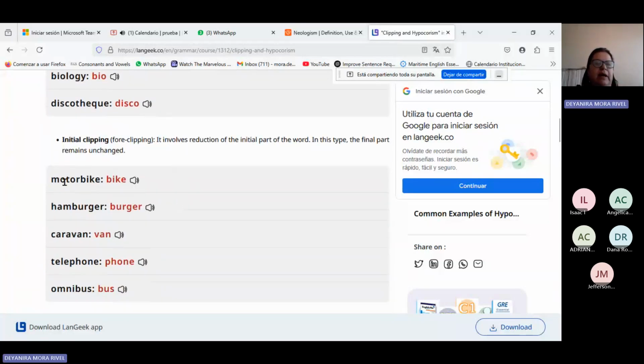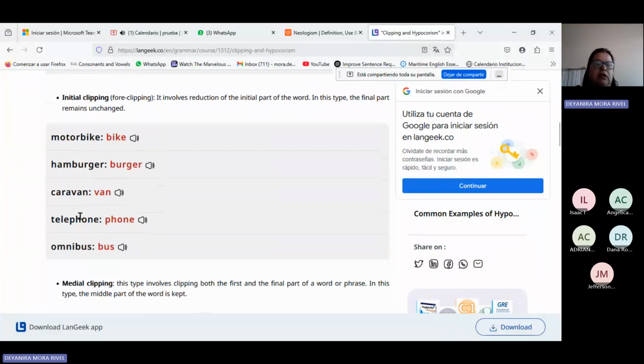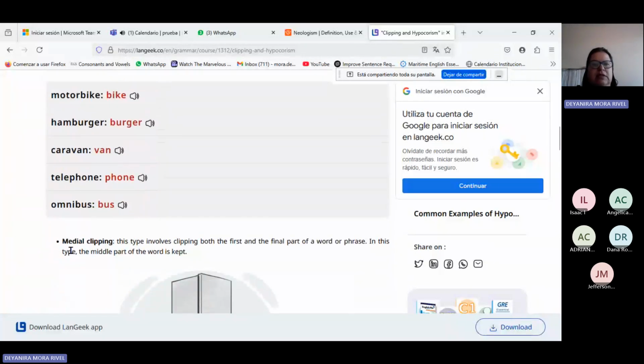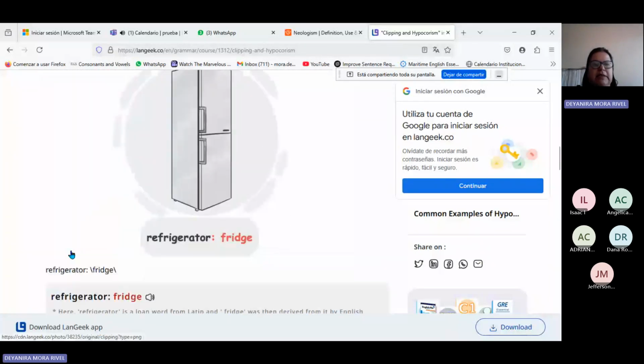When we shorten motorbike for bike, or also a bicycle for bike, a hamburger for burger. Very often people say burger instead of a hamburger. So let's order out, I want a burger. A caravan, which is a type of car or van, a car that has a lot of people. Telephone for phone, or bus, which was the original word omnibus. We don't know that this is a clipping, but it is.